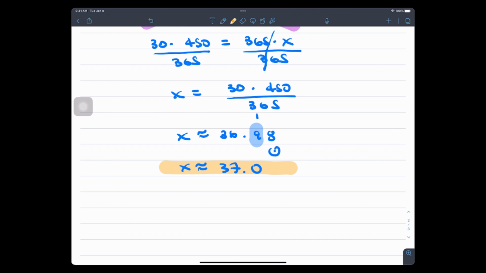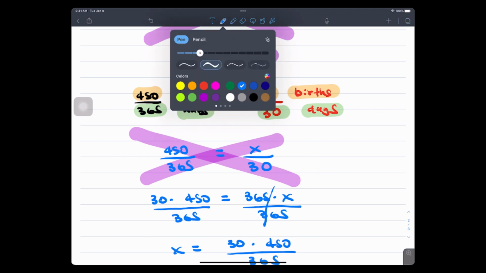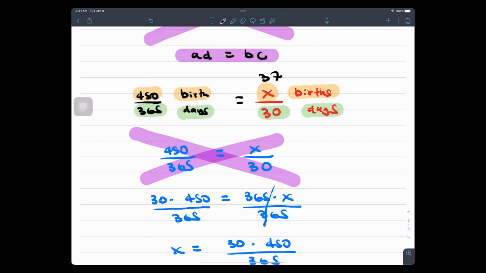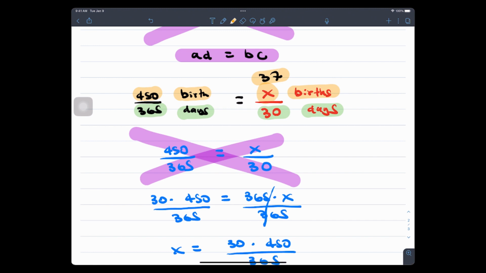What does 37 mean? That's how many. This is 37. There's 37 births in a 30-day period, 30-day interval, a month. So if there's 450 births to a year, there's 37 births to a month, ladies and gentlemen. And there you go. There it is. Easy peasy lemon squeezy.